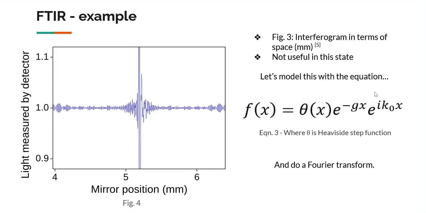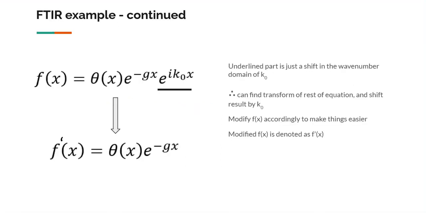Let's transform this. So firstly, the underlined part here is just a shift in the wave number domain of k naught. What this means is that we can find the transform of the rest of the equation, then shift the result by k naught to account for that underlined term. So to simplify things, I recommend changing f of x to f prime of x, which does not include the underlined term.